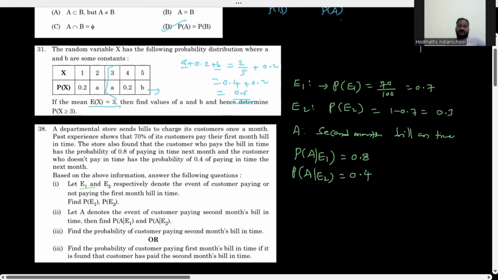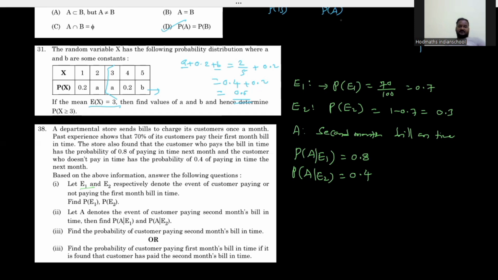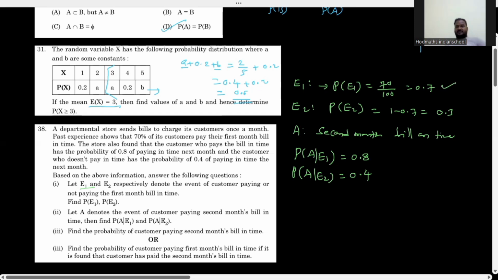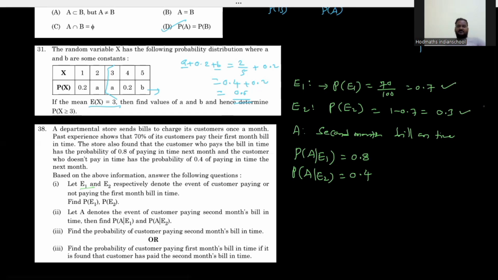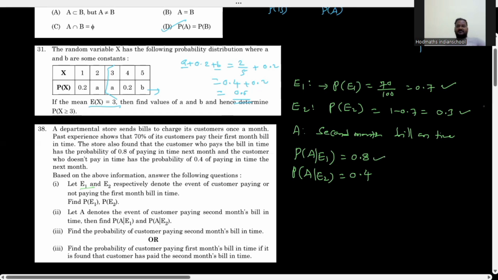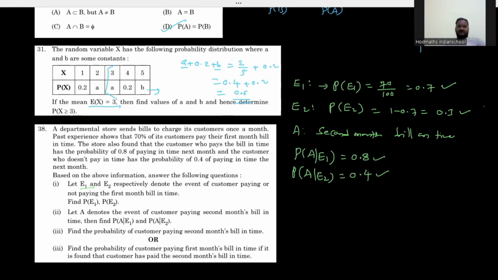So now what are you asked to find? The first one is: let E1 and E2 be the events. Then what are the probability of E1 and the probability of E2? Yes, we know the probability of E1 is 0.7, the probability of E2 is 0.3. And next one, A denotes the event of customers paying. Then what is the probability of A given E1? 0.8. A given E2, 0.4. Now coming to the third question. What is the third question? Find the probability of a customer paying the second month bill in time.